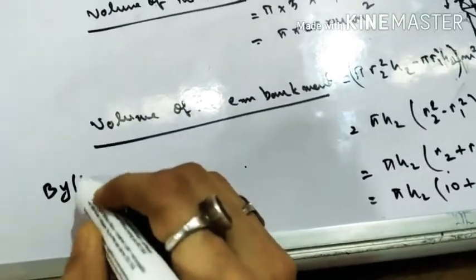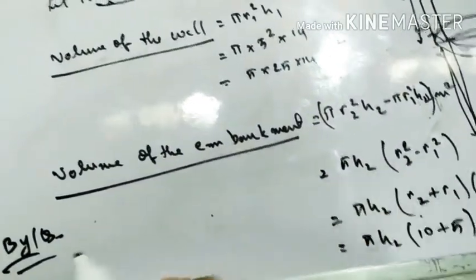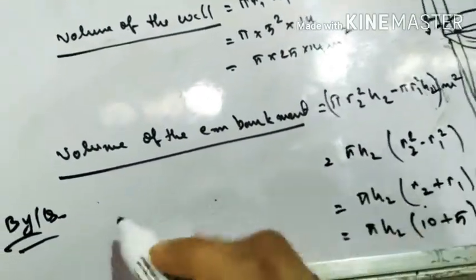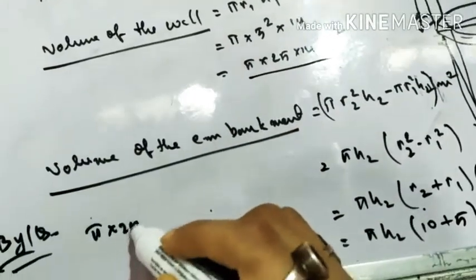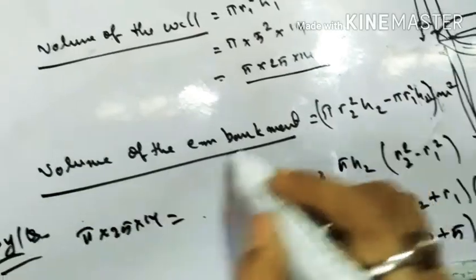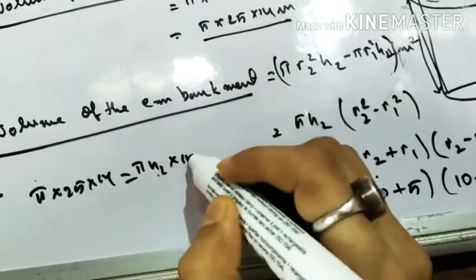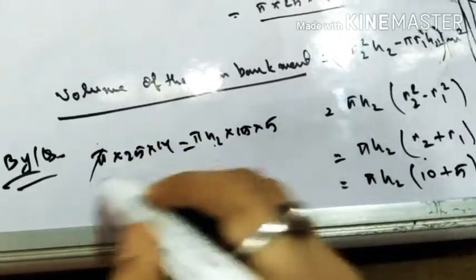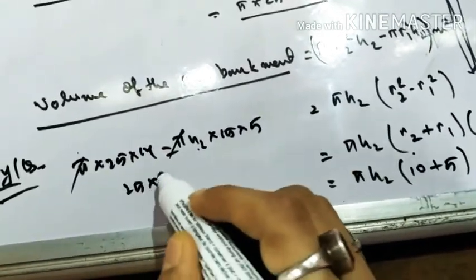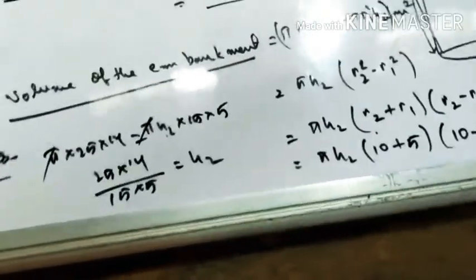Okay, so after that, by the question I can write: volume of the well equals volume of the embankment. Volume of the well is pi into 25 into 14, which equals the volume of the embankment, pi h2 into 15 into 5. Cutting pi, 25 into 14 by 15 into 5 equals h2.